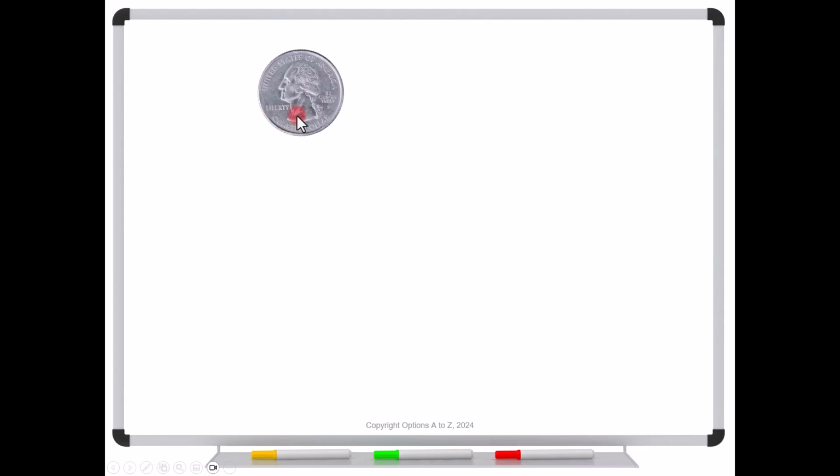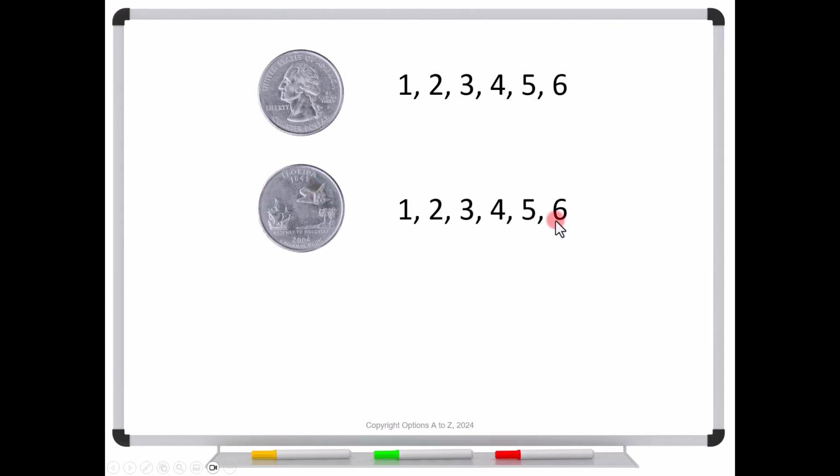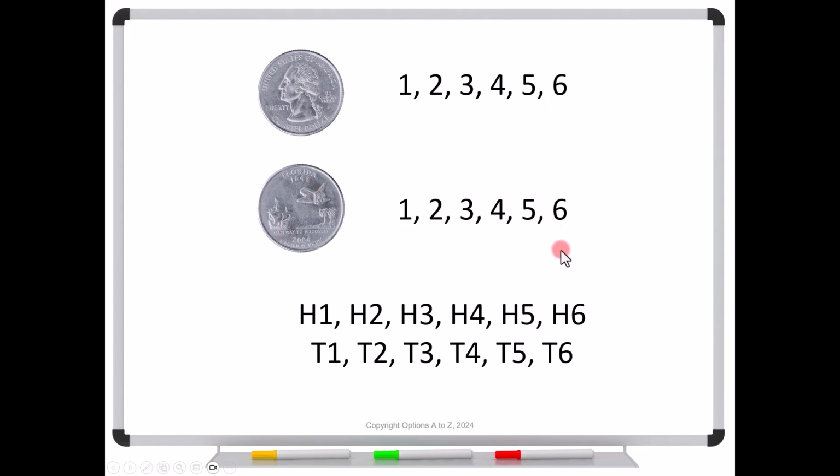So here are the combinations laid out. We could get a head followed by any of the numbers on the die, 1 through 6. Or we could get tails, also combined with any of the 6 numbers on the die. So here are the possibilities. We could get a head matched with a number 1, head matched with a number 2, and so on, all the way up to a tail matched with a number 6. So there they are. Those are the 12 possibilities.